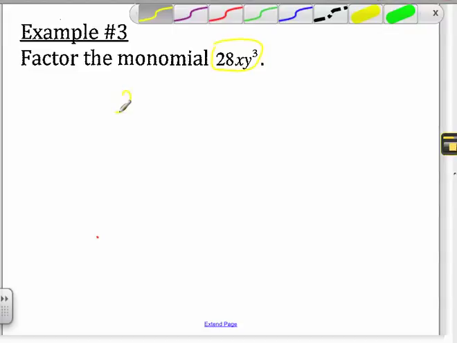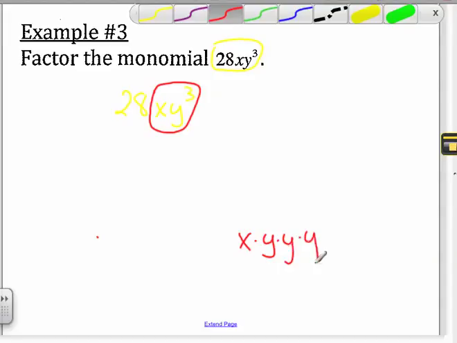Now there are two parts to this, Tut. I've got the number part and I've got the variable part. And I really want to think of them separately, okay? So what I'm going to do is take this variable part and write it out to the side. I'm going to write it as x times y times y times y, because it said y cubed, right? Okay, now I'm just going to leave that there. Now I just need to deal with the number, because you see 28's being multiplied by that stuff. So I'm just going to leave that out to the side.